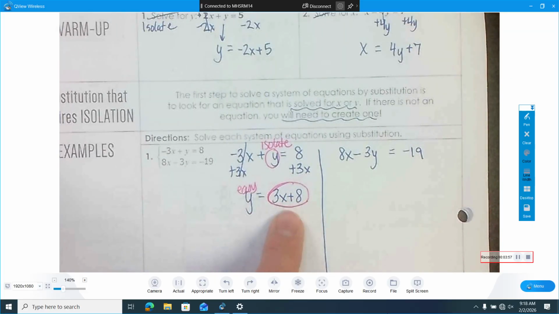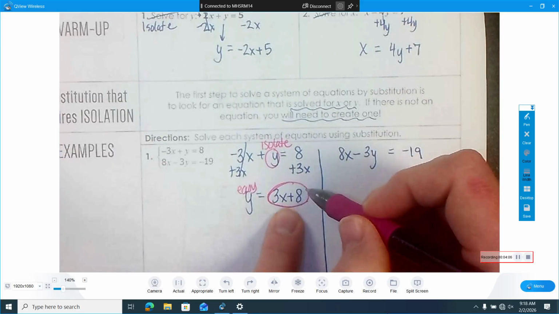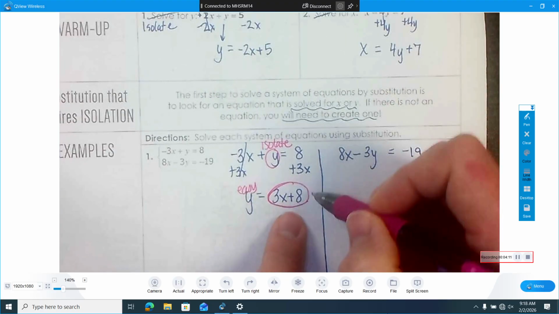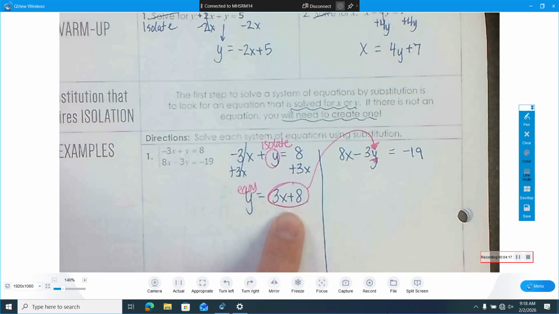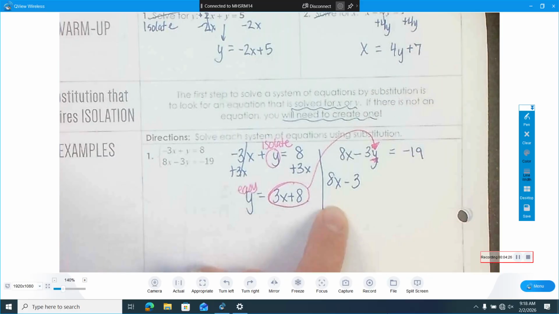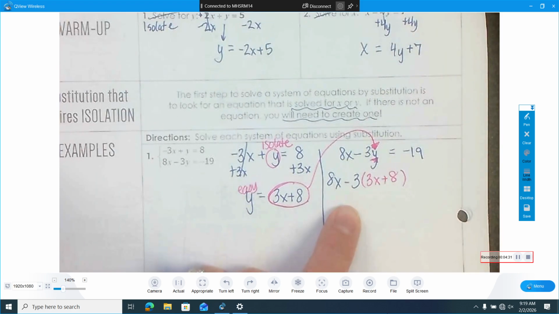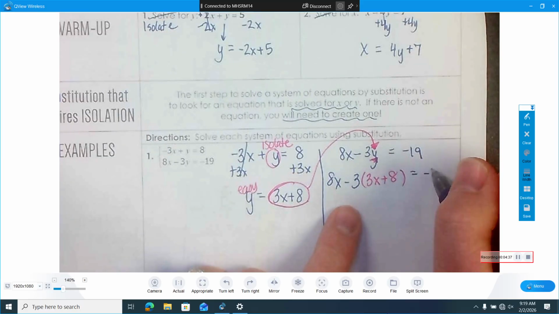So I'm going to take this expression, and where do I plug the expression in? The other column, all right? And does it go in place of an x or in place of a y? It says I'm the same as a y. So we're going to go to the other column, and it's going right there in place of the y, because it says this whole thing is equal to a y. It's the same as a y. So I have 8x minus 3, and in place of the y, I have 3x plus 8. And then don't forget to keep writing the rest of your equation. We've got an equal sign and a negative 19.